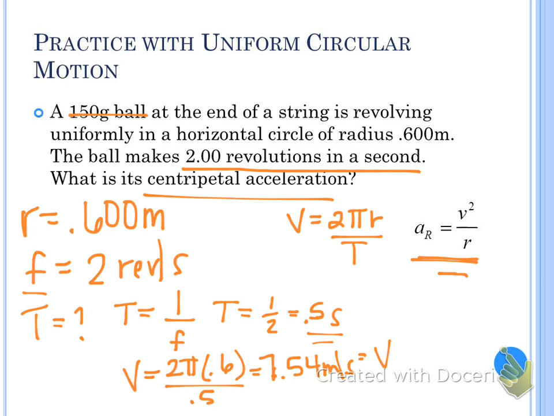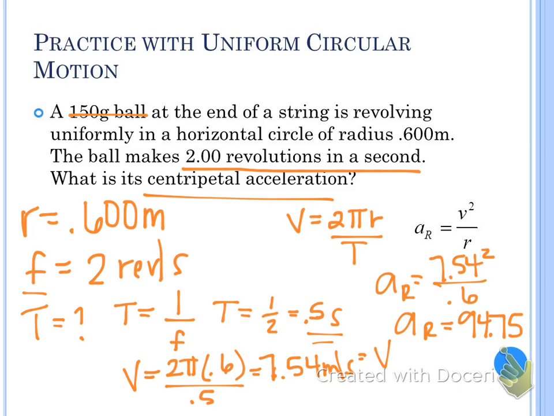That's our constant speed. So from there, we're going to plug in to centripetal acceleration, 7.54 squared divided by 0.6. So I'm just going to square it in my calculator, divide by 0.6. And our units for centripetal acceleration are meters per second squared. Very good.